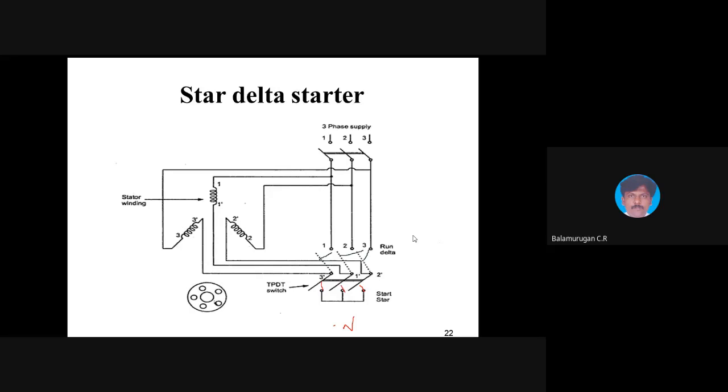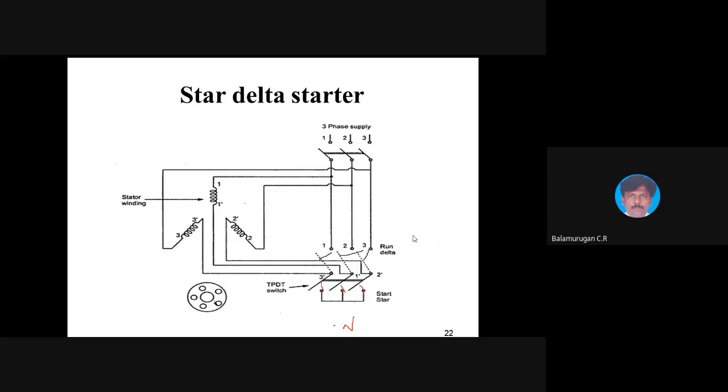But in the case of auto transformer starter, what will happen? You can have a fractional change in voltage on the stator side. That is the main disadvantage of the star delta starter. The advantage, I will tell one more time: maintenance-free operation, or maintenance will be almost zero. The cost of the starter will be very low compared to other starters. Hence it is commonly used in all types of three-phase induction motors.